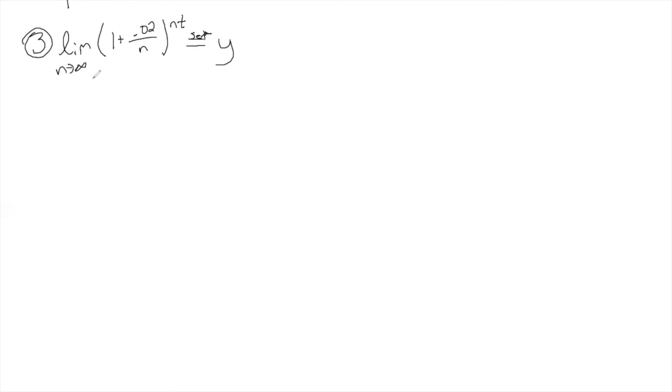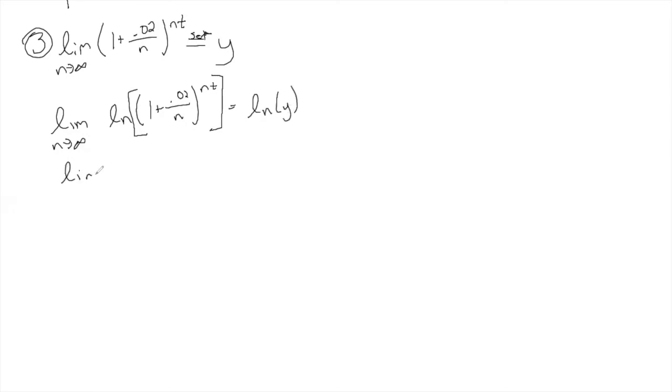So I want to set this equal to y because I want to take an ln to bring the nt downstairs. So we'll do just that. We'll take the ln of both sides. And of course, you could just do this in one step. You can just bring the nt down. You don't have to write it out like this, but I'm just doing it to be clear. Nt times ln of 1 plus 0.02 over n equals ln y.